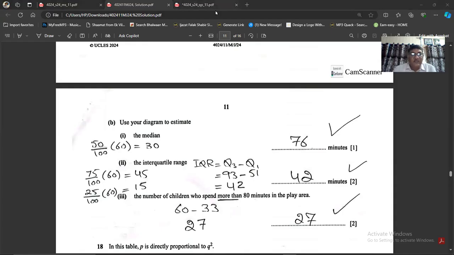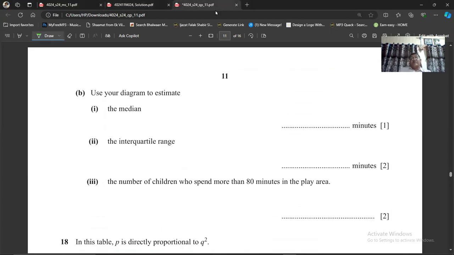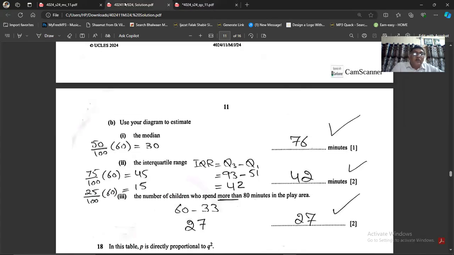Then they ask the interquartile range. If you want to find the interquartile range, first of all you will have to find the lower quartile, which we call Q1, and the upper quartile, which we call Q3. Then Q3 minus Q1 is the interquartile range. To find Q1, you find 25% of the 60, and for the upper quartile, you find 75% of the 60. So 75% of 60 is 45, and 25% of 60 is 15.